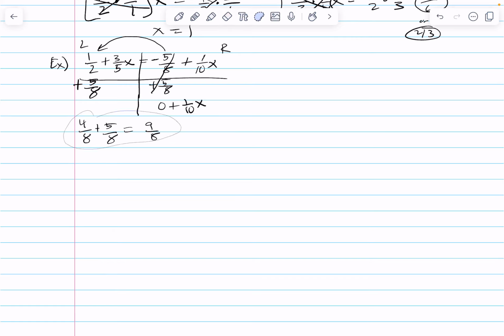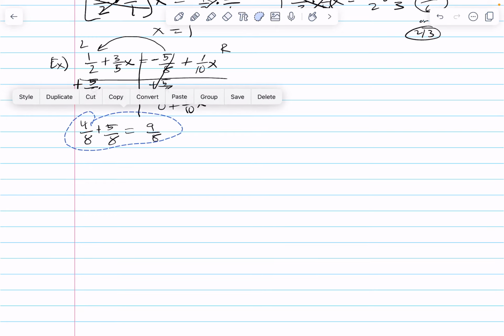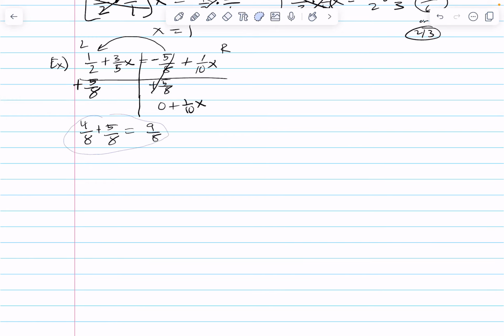Let me move this over here. So now what we have is 9/8 plus 3/5 x equals, since 0 is nothing, 1/10 x. So there we did it. We combined the two fractions without a variable together. That step is now done.